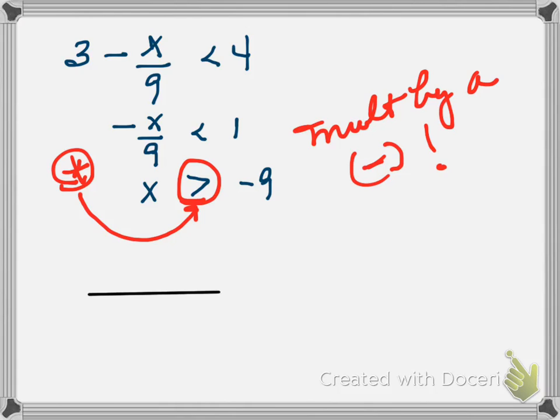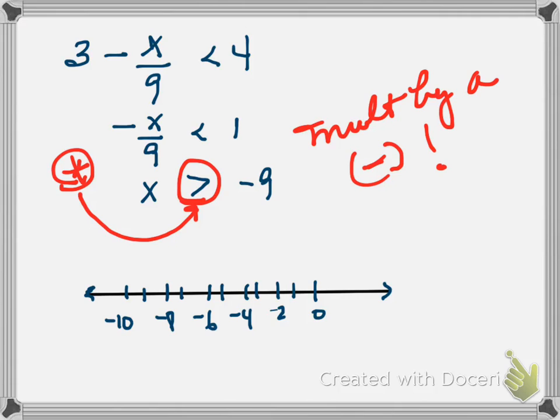So we're going to graph this. So here's our number line. Let's see, we need negative 9 on our number line, so let's put 0 over here. And we have negative 2, negative 4, negative 6, negative 8, and negative 10. So you're going to graph a point at negative 9.